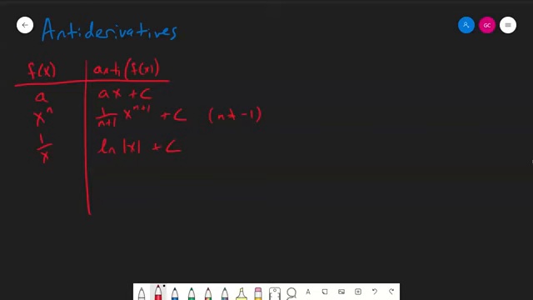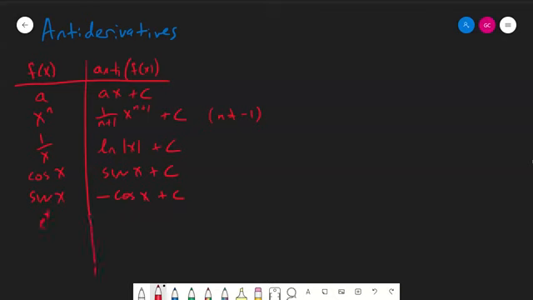Okay, we saw last time that the antiderivative of cosine of x was sine of x. And it turns out that the antiderivative of sine of x is negative cosine of x. Notice that the minus sign goes with a different formula this time. The derivative of sine was positive cosine, but the antiderivative of sine is negative cosine.